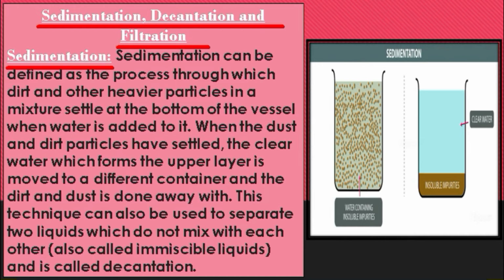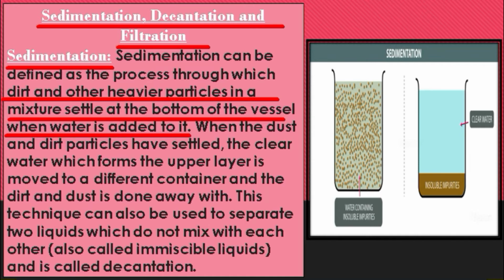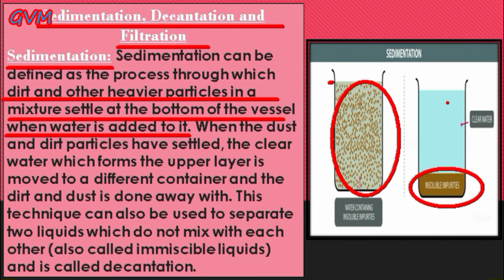Students, in this method, the dirt and other heavier particles in a mixture settle down at the bottom of the vessel when water is added to it. Then, when the dust and dirt particles have settled at the bottom of the container, the clear water forms the upper layer, as you can see here in the first jar. Being heavier in nature, the dust and other heavier particles settle down at the bottom of the container, and the clear water forms the upper layer.